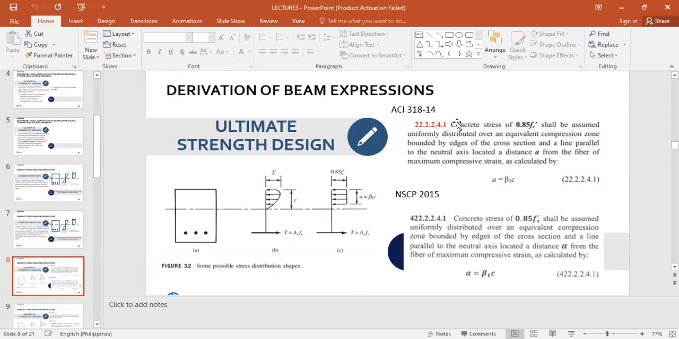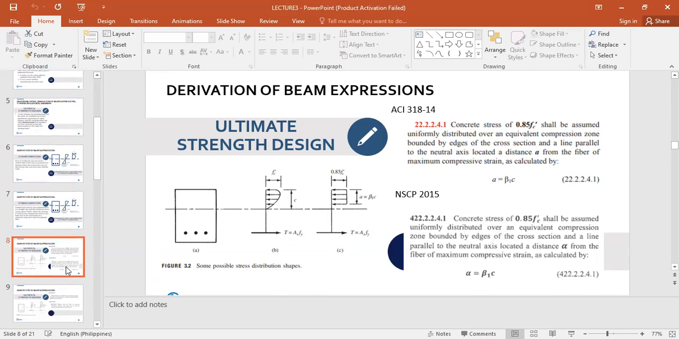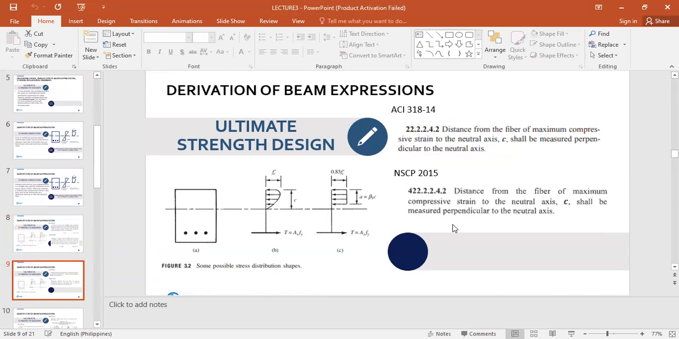So again, the ACI is more on the English system in terms of units, and then NSCP 2015 is more on the SI units.